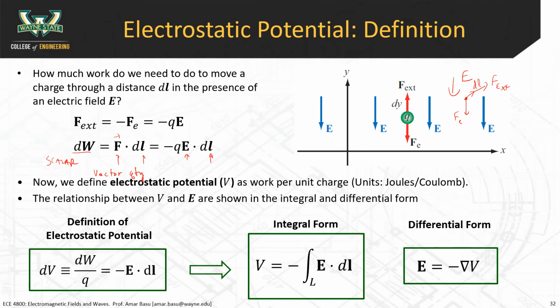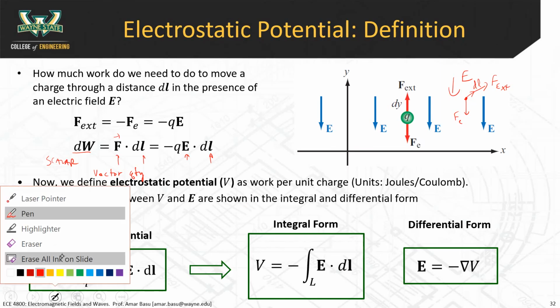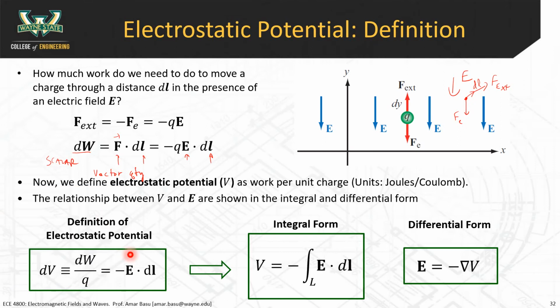Okay, so now we're going to talk about the electrostatic potential. So we can define the electrostatic potential as the work per unit charge. As I said before, the units for electrostatic potential is joules per coulomb. Okay, so the relationship between the two can be shown with three different equations. The first one is a definition. This is the standard definition of electrostatic potential.